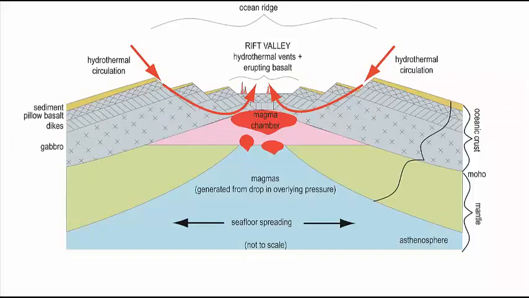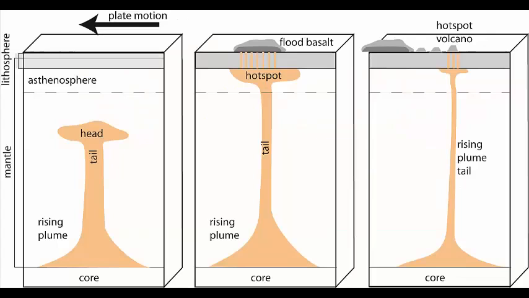Where plates are diverging, the crust is thinned, which drops the pressure on the underlying mantle and lowers its melting point, causing it to melt. Those magmas rise to the surface to produce volcanoes along continental rift zones, or volcanism along seafloor spreading centers. And where mantle plumes rise from deep within the mantle, large volumes of mantle are melted by addition of heat.